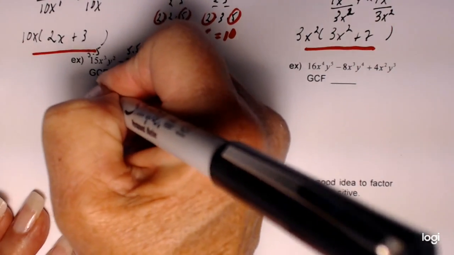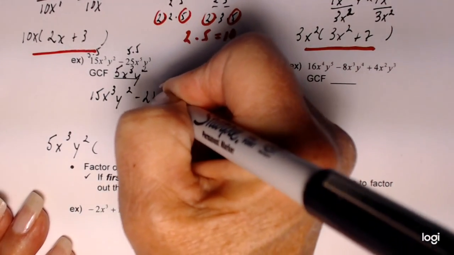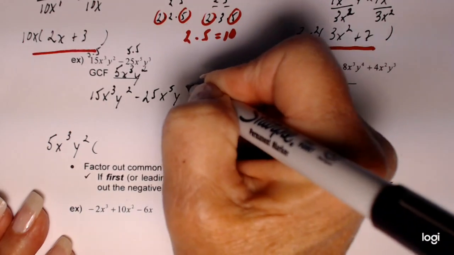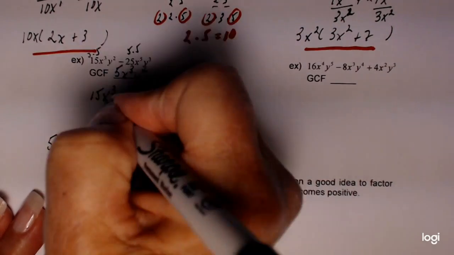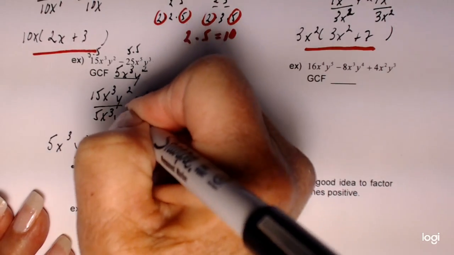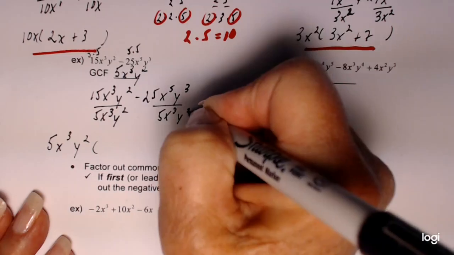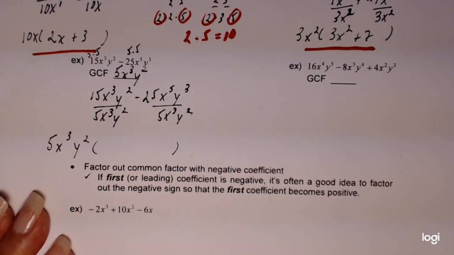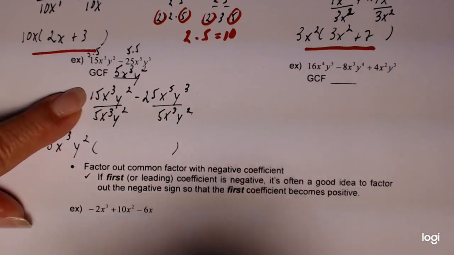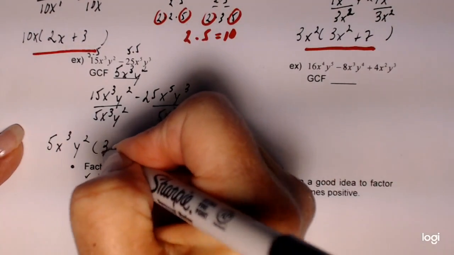So writing down our polynomial, there it is. Now the division, showing that GCF, showing the division we're going to be doing. 15 divided by 5. That gives us 3.